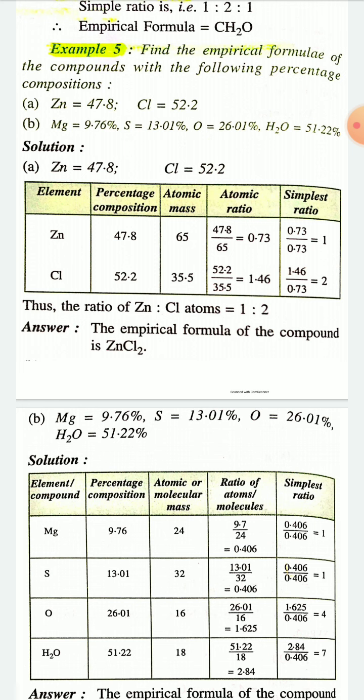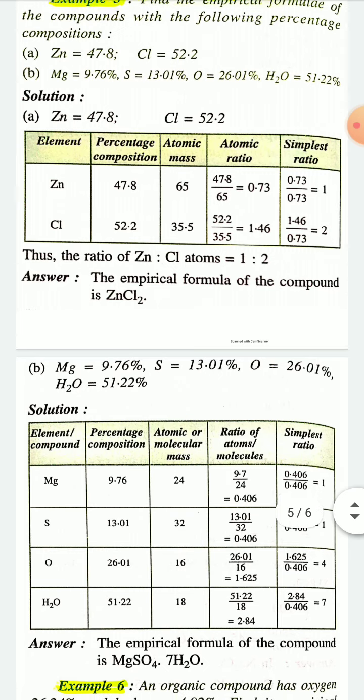And next, the part of this question, 5b: magnesium 9.46%, sulfur 13.01%, oxygen 26.01% and water 51.22%. Now again you have to make a table according to question B.